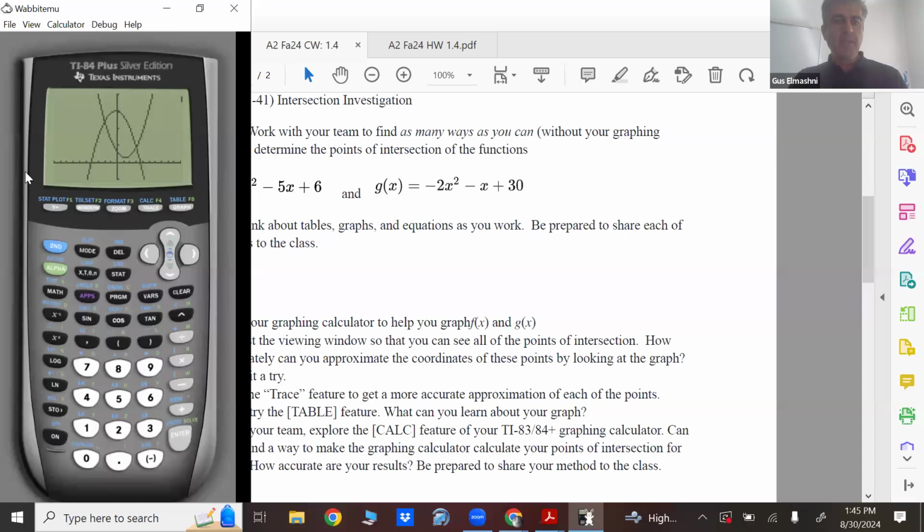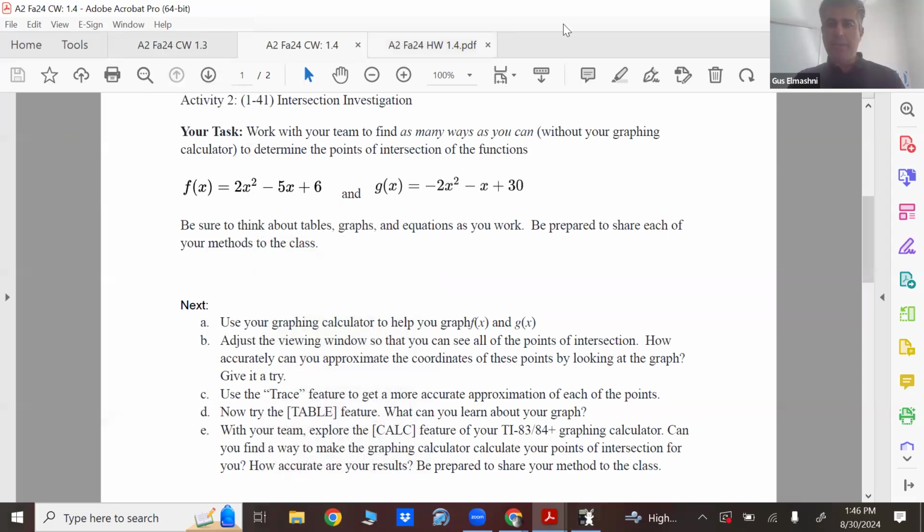See, there we go. So you hit second, trace, option 5. See, that's where the questions do matter. 1, 2, 3. Okay, -2, 24. Do it again, option 5, but move it closer to the second point of intersection. That's the first curve. Hit enter. Second curve's pretty much already there. Hit enter again. 3, 9.